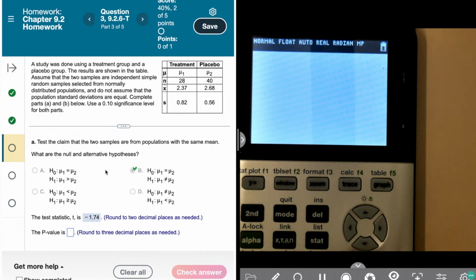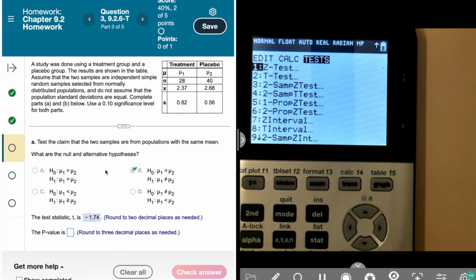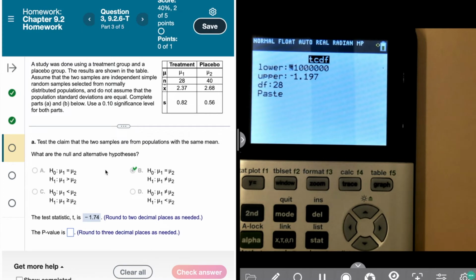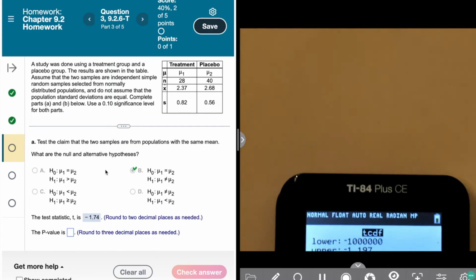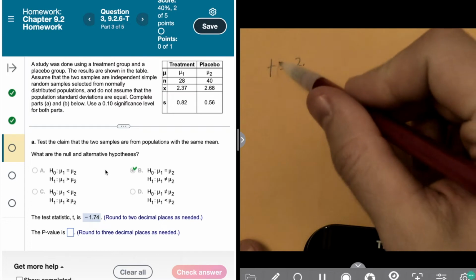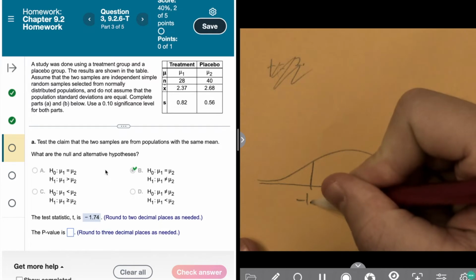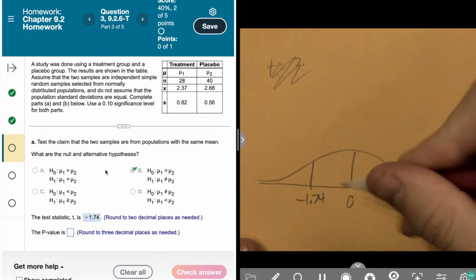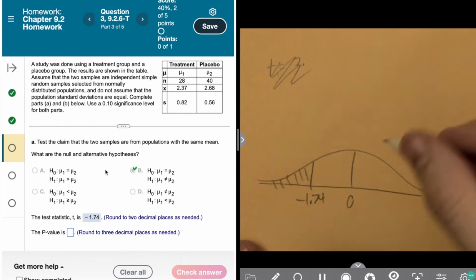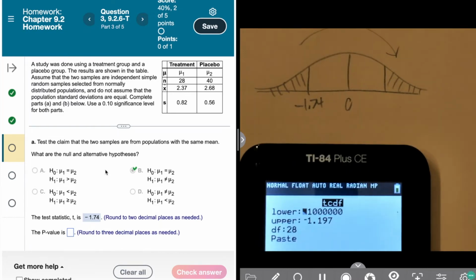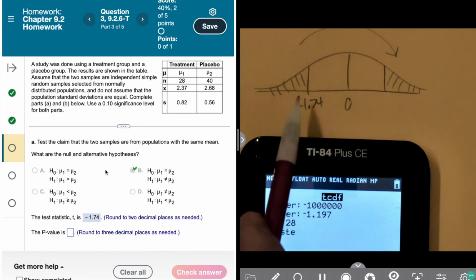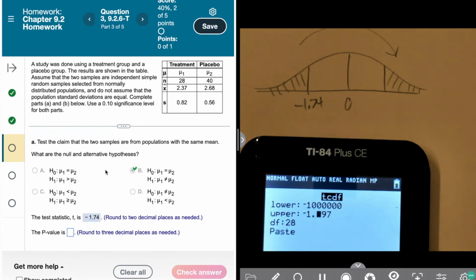So here's what we're going to do. We're going to go to distribution, and we're going to go to tcdf. And be careful, because we were doing a not equal to test. We found a t-value of negative 1.74. There's 0. So I'm going to find the area less than negative 1.74, and then of course I'm going to double it because this is a not equal to test. It could have just as likely been positive. So the first thing I'm going to do is find this left-hand side. The lower limit is negative huge number. The upper limit is that test statistic value I found, which was negative 1.74.